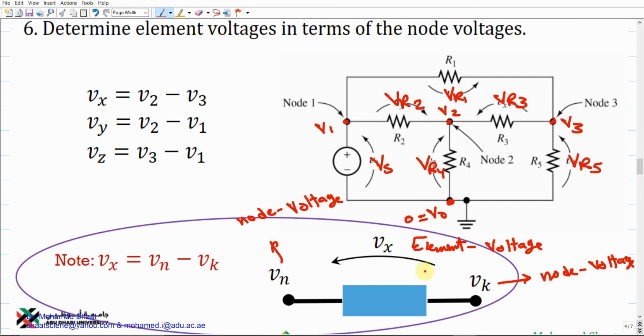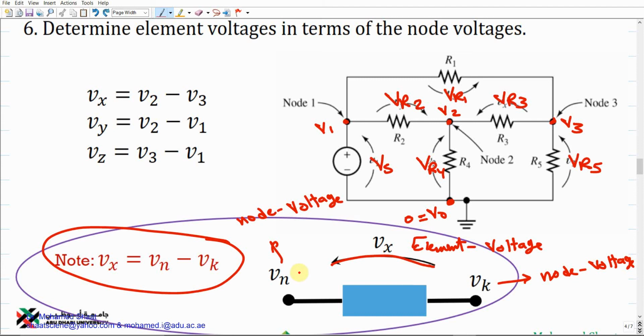I assume that Vx moves from K to N. So Vx should be the difference Vn negative Vk. You're just going to invert, switch the direction. If you're moving from K to N, it's going to be N negative K. Very simple, as given here. So Vx will be Vn negative Vk. How about if you assume the opposite direction? Then you're going to say that Vx equals Vk negative Vn.